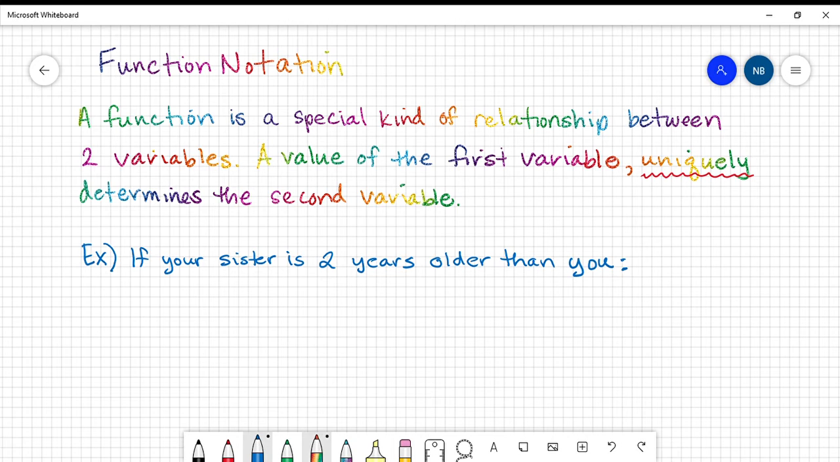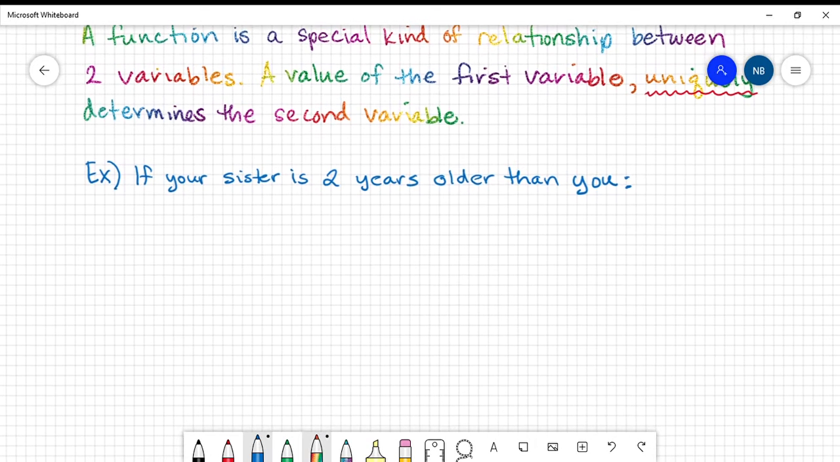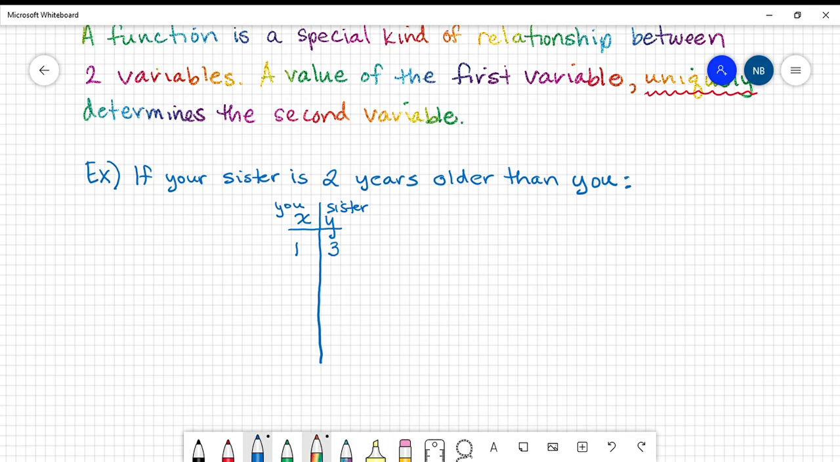Here's an example to help you understand that. If your sister is 2 years older than you, we can create an input-output table showing your ages at various times in your life. For example, if you are 1 year old, then your sister, she's 2 years older, she must be 3. If you are 2 years old, well then your sister must be 4 years old. You're 3, she's 5, you're 4, she's 6. If you're 11, then she is 13. If you're 16, then she must be 18.